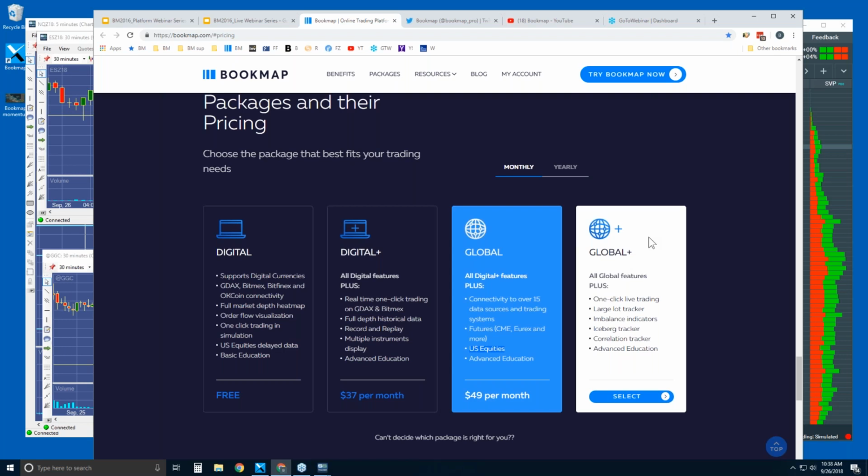Global Plus, what this allows is access to all of our proprietary add-on indicators. One is the live trading, one-click trading from the chart right into your funded account. We have a large lot tracker looking at larger players in the order book. We have some imbalance indicators for the book and volume, and we have an iceberg detector looking again at larger players hiding their liquidity from you with an iceberg order, but we can detect them with our algo, and then a correlation tracker, adding different markets onto the Bookmap chart.